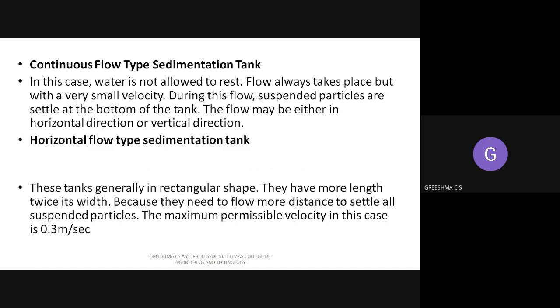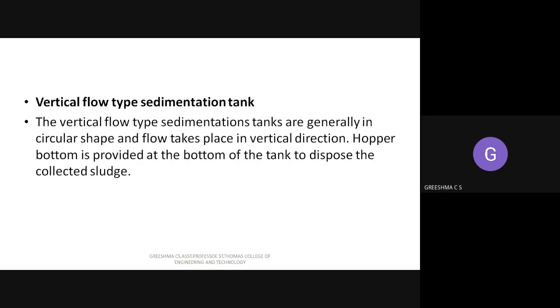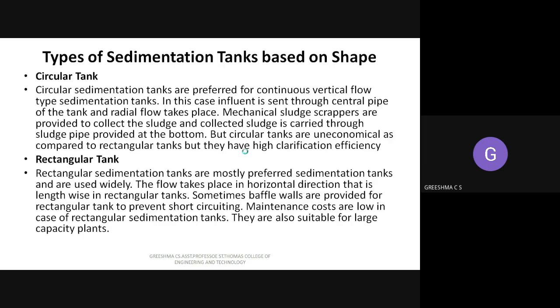It is usually rectangular in shape, and the maximum permissible velocity here is 0.3 meter per second. Next, coming to the vertical flow sedimentation tank, it generally has a circular shape, and a hopper is provided at the bottom to dispose of the sludge. Coming to the next one.